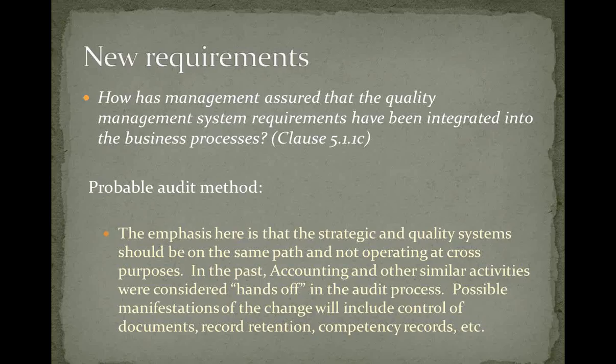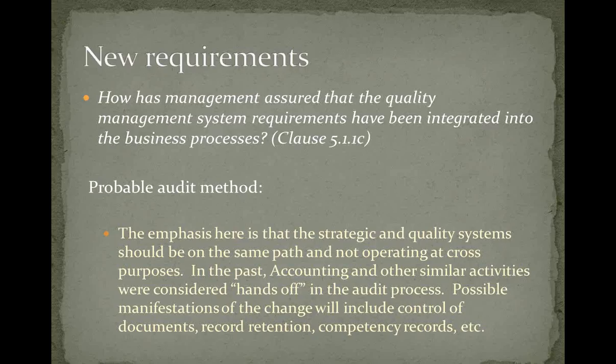How has management assured that the quality management system requirements have been integrated into the business processes? Now, again, here we're not digging into accounting practices and so forth. However, there are a couple of areas where quality system requirements make sense being applied to business processes. A couple of examples. Record retention, right? These records need to be retrievable. Do you have a process for cataloging the business process records?